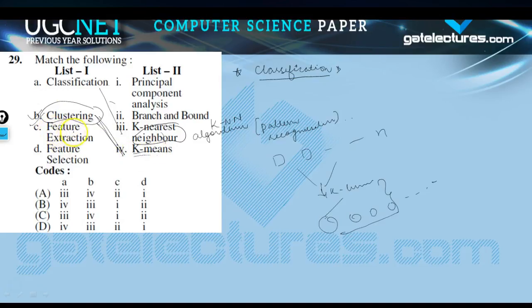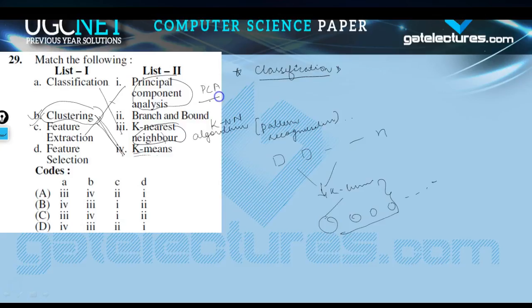The next is feature extraction. Feature extraction uses principal component analysis. So what is that? Principal component analysis is used as a face recognition technique for feature identification in large sets, and to highlight their similarities and differences is an essential step in face recognition. So feature extraction is used in face recognition, and for that we use PCA.